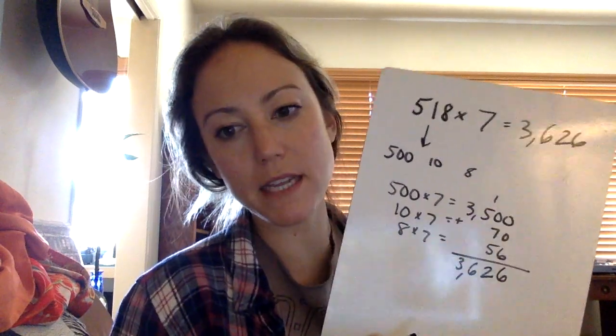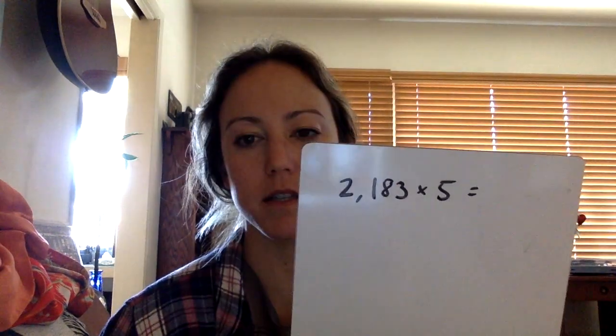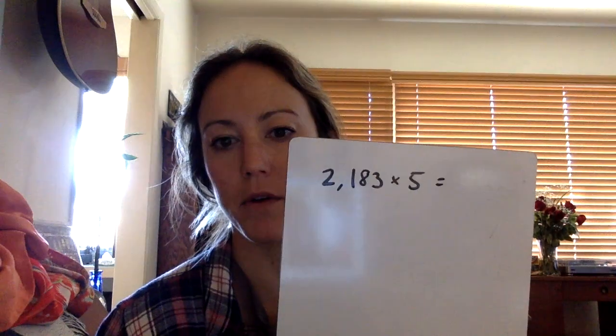So that's the big idea for today's lesson. You need to break apart the bigger number and write it in expanded form, and then you multiply each one by the single digit. Let's do one more, and I'll have you do this on your boards at the same time. Okay. What if we wanted to multiply 2,183 times 5? Okay, so go ahead and solve that on your paper or your whiteboard.